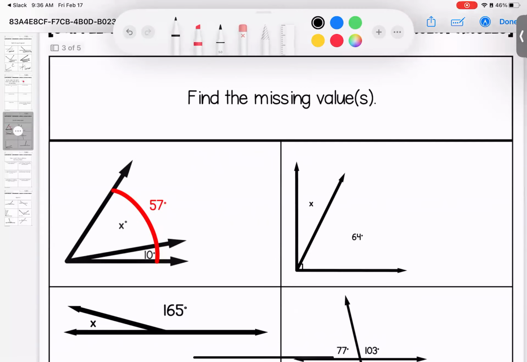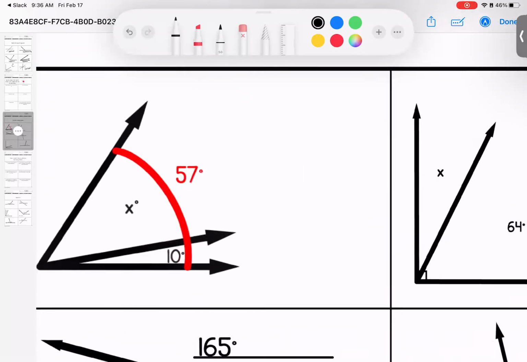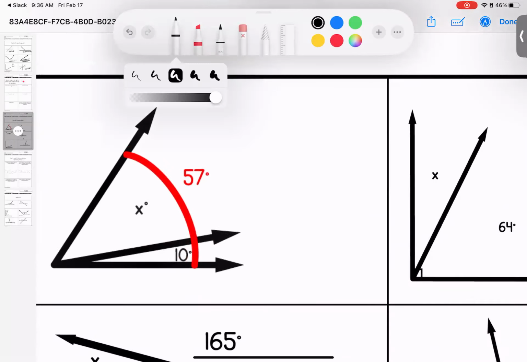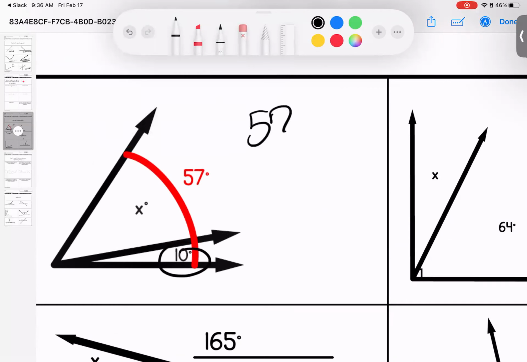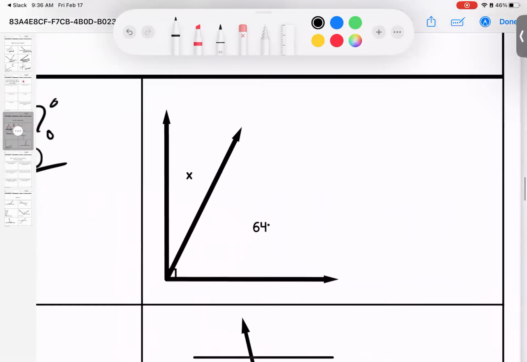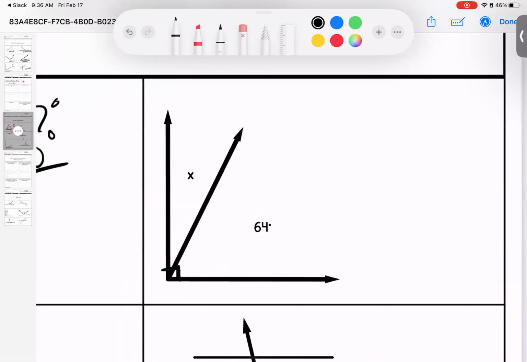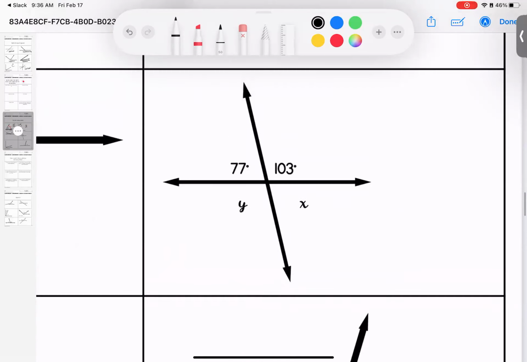All right, finding the missing value of our angles. If the total angle equals 57, I know that this portion is 10 and I want to know what x is. I would have to do 57 degrees take away 10 degrees. That tells me that x is going to be equal to 47 degrees. Over here, I have my right angle mark telling me it's 90. If I take away the 64 that's already accounted for, x is going to be equal to 26 degrees.